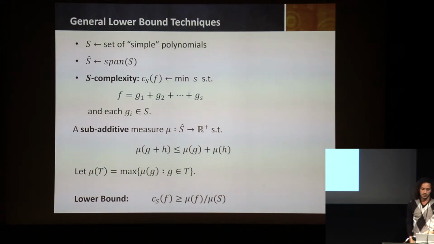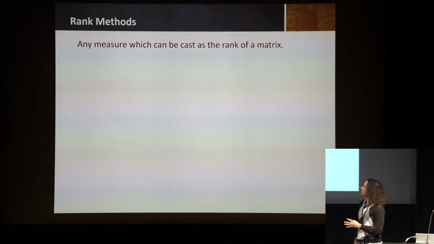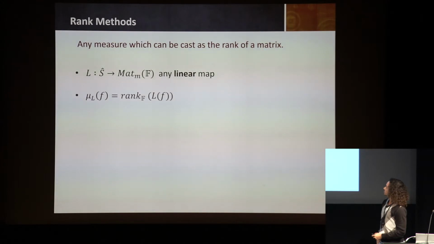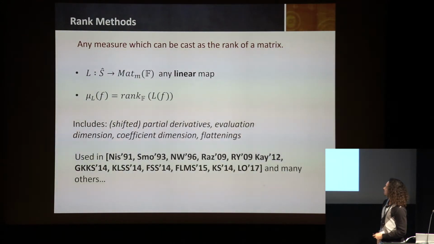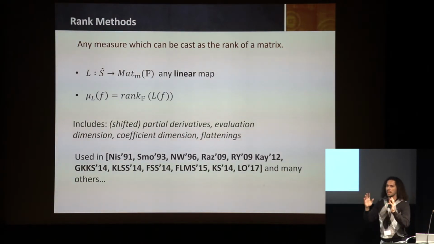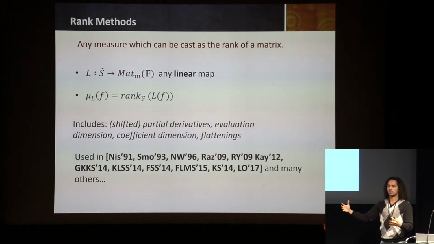Now, let me show you a concrete technique that I think most of you are familiar with: rank methods. A rank method is any measure which can be stated as the rank of a matrix. So this measure is the following: you pick any polynomial, map the coefficients of the polynomial into a matrix, and then you take the rank of that matrix as the complexity measure.